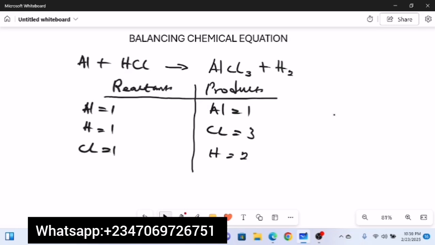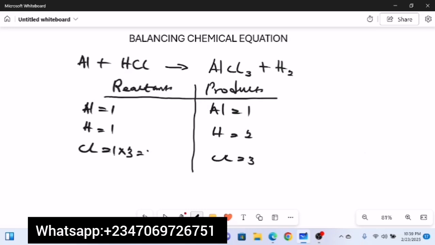Okay, sorry about that. Hydrogen comes first. Hydrogen is 2 moles on the product and chlorine is 3 moles on the product. So let's start by balancing chlorine. Chlorine is 3 moles on the product, so all we need to do is simply multiply the reactant by 3.